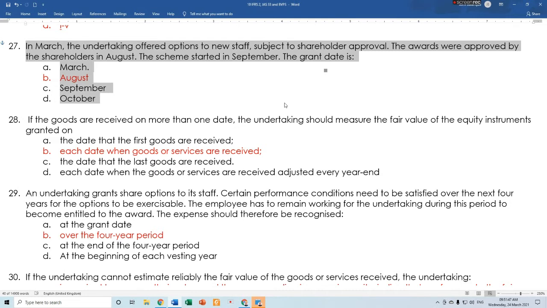So, di ba sabi nga natin, yung grant date at saka measurement date, pwedeng parehas. So, pwede ring hindi. Okay, basta ang sigurado natin, laging mauuna yung grant date. Hindi pwedeng nag-measure ka na wala pang grant na na-approve. So, 27 letter B.